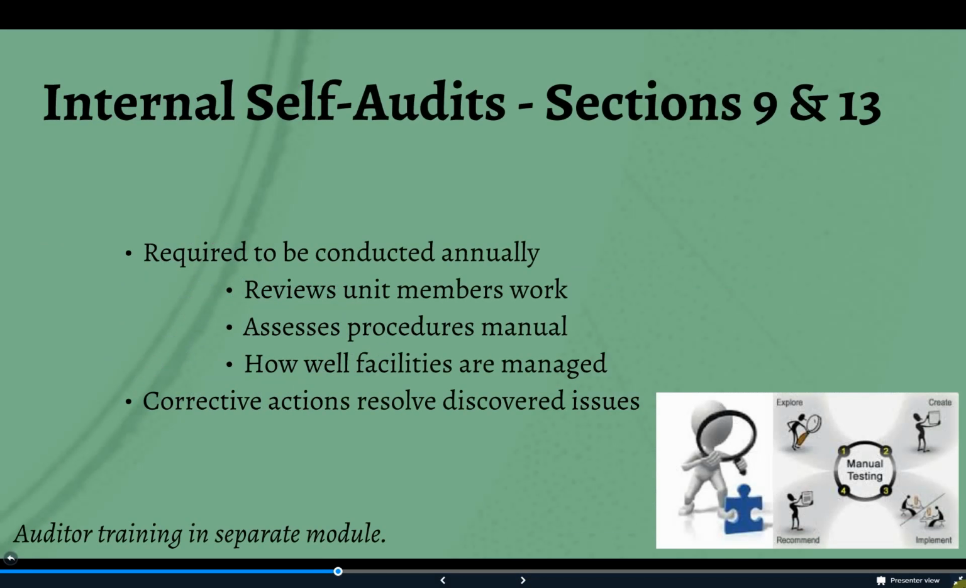One way they accomplish this is by requiring that every ODA conduct annual internal audits. Section 9 and 13 of the Westar Procedures Manual describes the process for conducting an internal self-audit as well as the facilities worked with. In Revision C, the reasons for conducting self-audits were edited to include a couple of new objectives. 1. Reviewing unit members' work to determine if technical decisions are sound and acceptable, as well as 2. Assessing the Procedures Manual to see if the procedures are adequate.